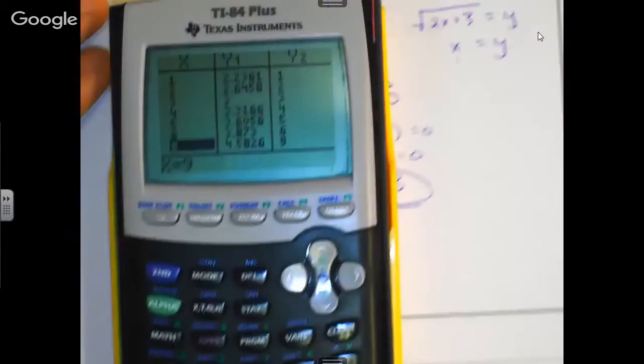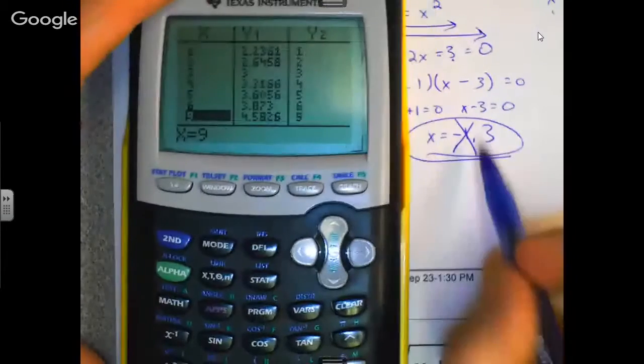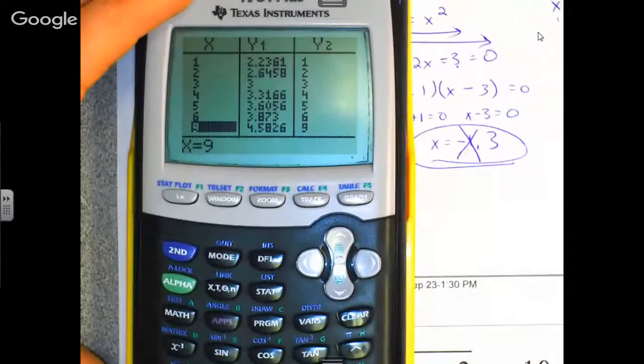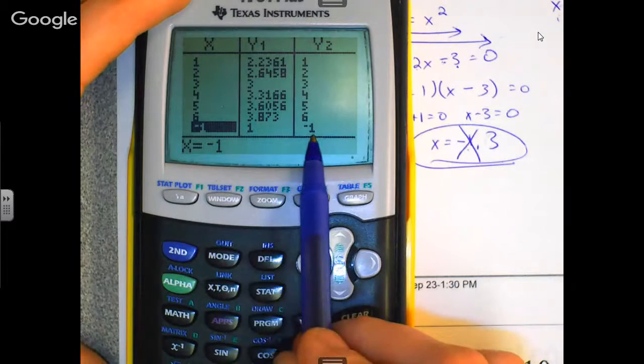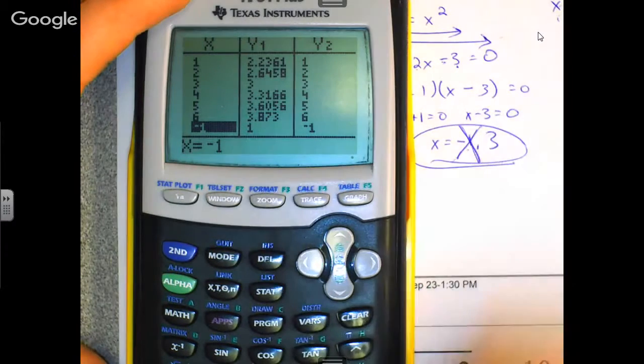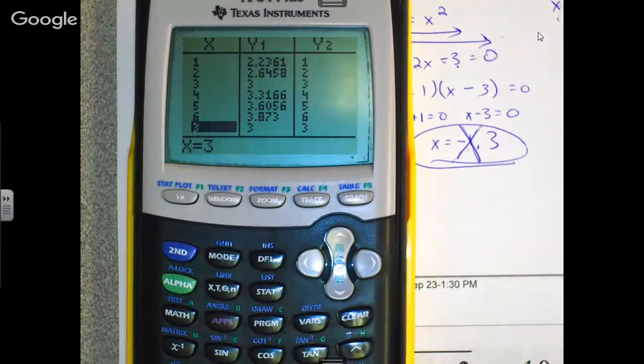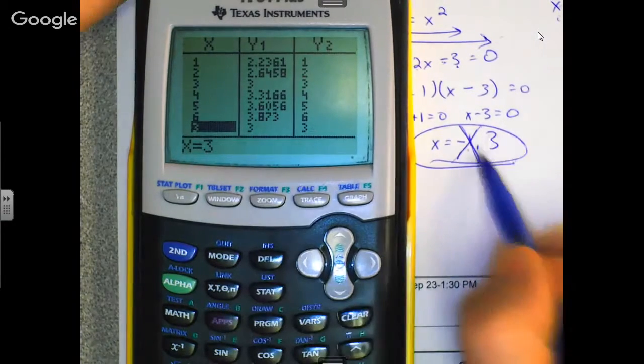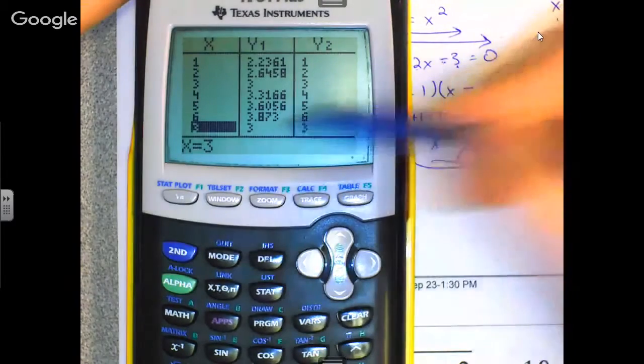Okay, so I want to check -1. Does -1 work? So I'll put -1, enter. And you notice here I get 1 and -1. Are those the same? No, so it doesn't work. And I'll put 3. I get 3 and 3. So that one works because these two are the same.